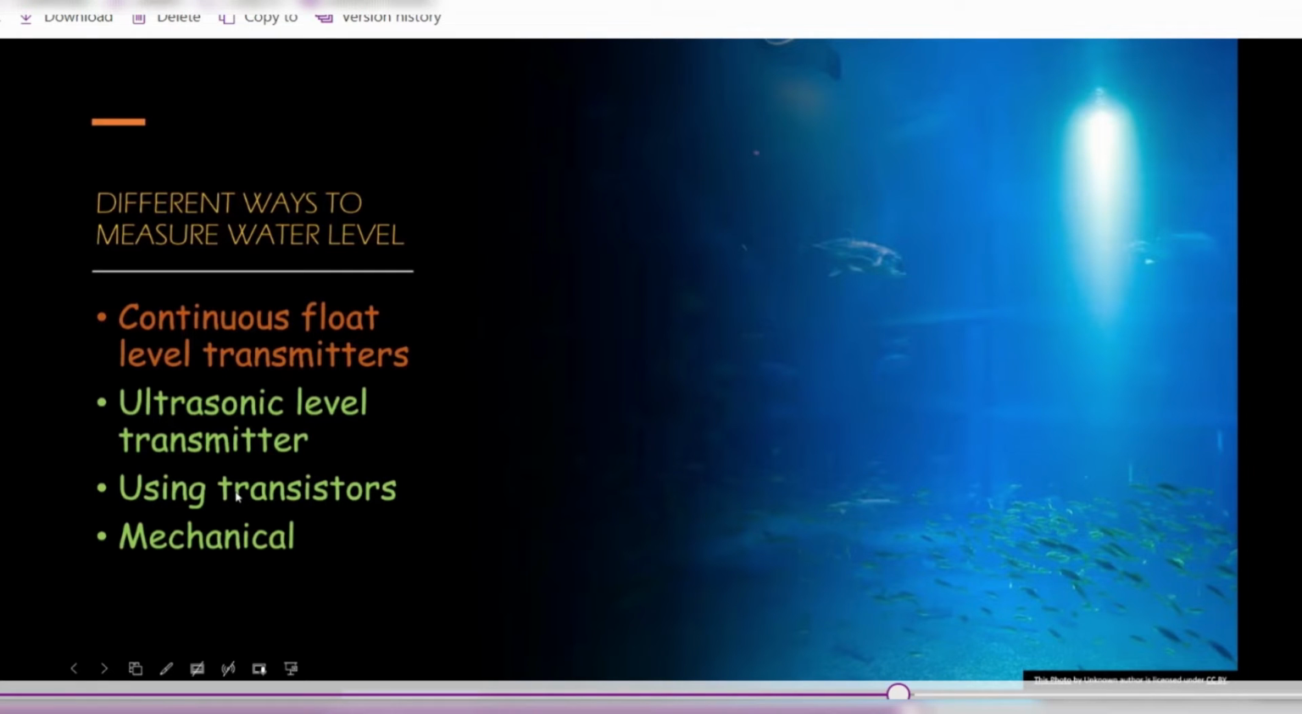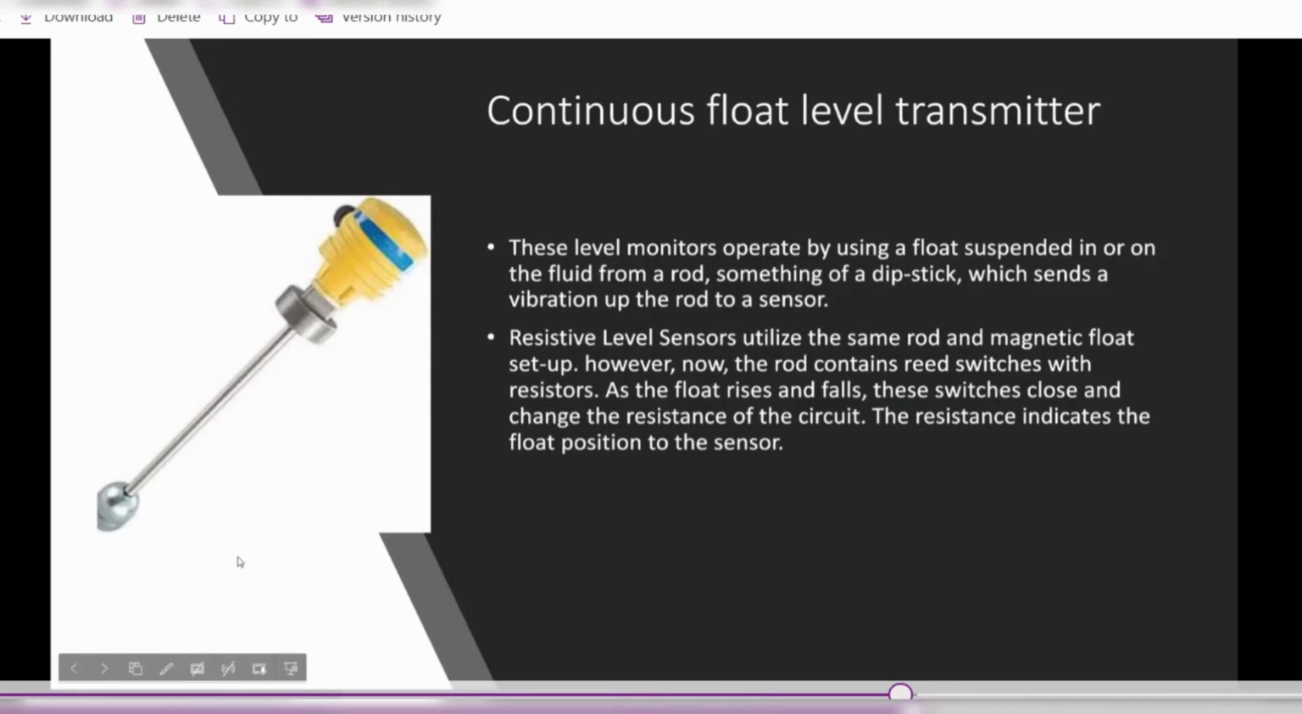So as we all know, we can measure water level in different ways. The 4 ways are continuous float level transmitters and ultrasonic level transmitters, which we will be doing in this project, and using transistors and mechanical models. I'll be briefly talking about continuous float level transmitters. In these, there is a float ball which is hanged by a rod. When the water level reaches the top, the ball starts floating and moving up and down. There is a magnet inside it, which sends an electrical signal that is used to determine the level of the water.